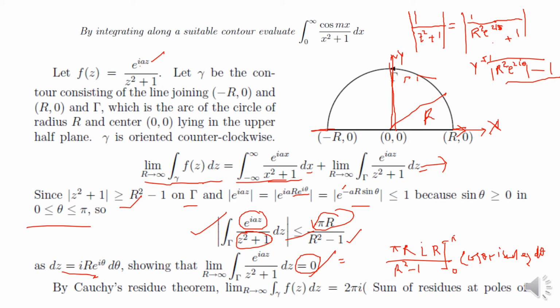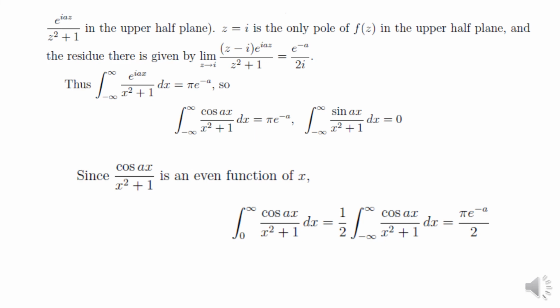Now we come to the first term, and for that we will be using the Cauchy residue theorem. The Cauchy residue theorem says limit r tends to infinity of the integral over gamma of f(z) dz is 2 pi i times the sum of residues of the function e to the power iaz upon z square plus 1 in the upper half plane. Now we find the poles from z square plus 1: z square plus 1 equal to 0 gives z square equal to minus 1, that is i square. So z is plus or minus i. Minus i won't lie in the upper half plane, so only z equal to i is the only pole of f(z).